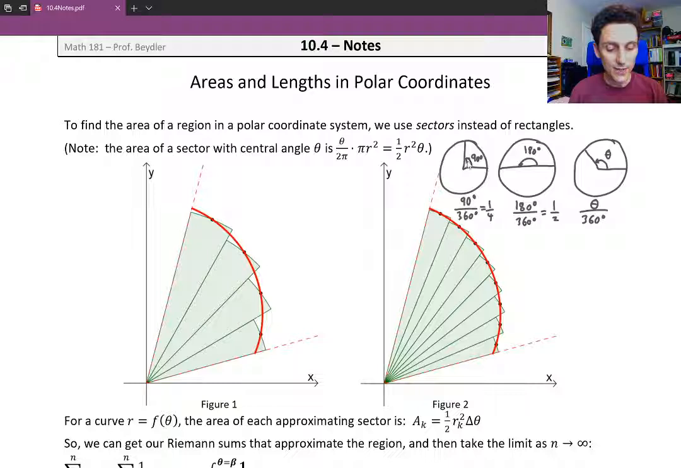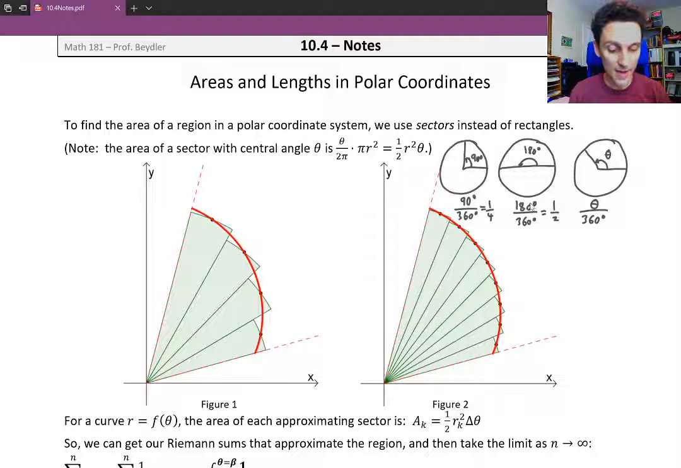So 90 degrees is a quarter of 360 degrees, so the area will be a quarter of the full area. You could do the same thing for half the circle, right? Half the circle, you'd have to go 180 degrees around, and the area of that sector that's made will be half the area of the full circle.